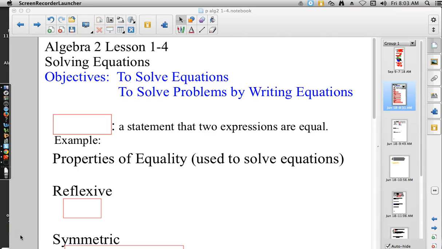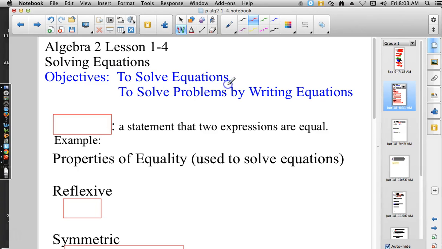Section 1.4 is solving equations. This is usually what people are ready for when they come to Algebra 2. They're like, I know how to do this. This is good stuff. So our objective, we want to be able to solve equations.